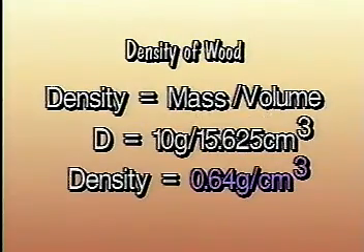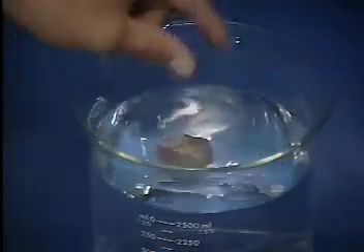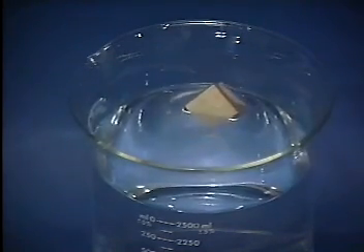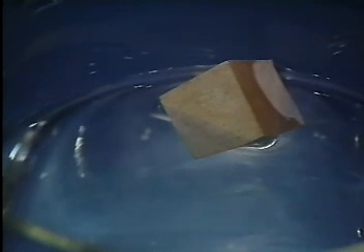The mass is 10 grams, and the volume is 15.625 cubic centimeters. So the density of the wood is 0.64 grams per cubic centimeter. If we place the wood in water, it floats, because the density is less than the density of water, which is 1 gram per cubic centimeter. So objects with densities greater than water sink, and objects with densities less than water float.